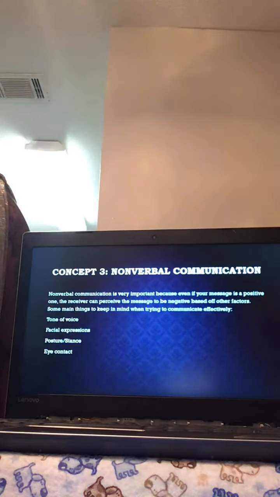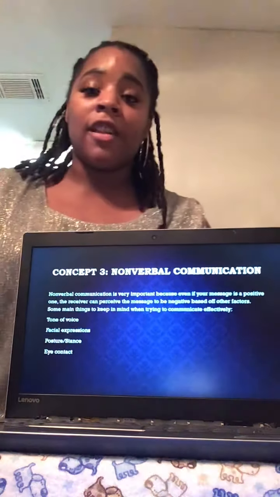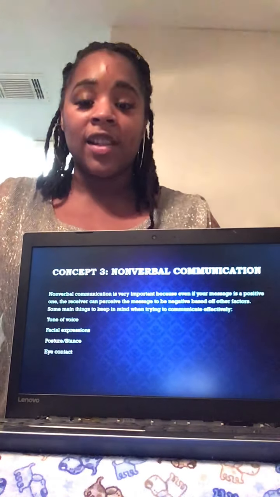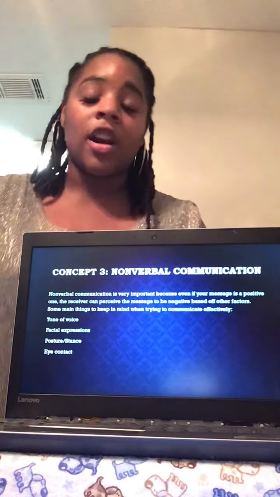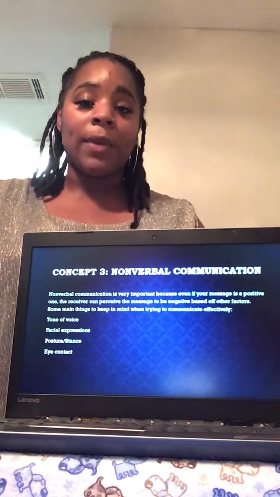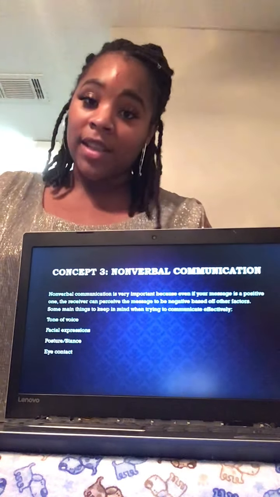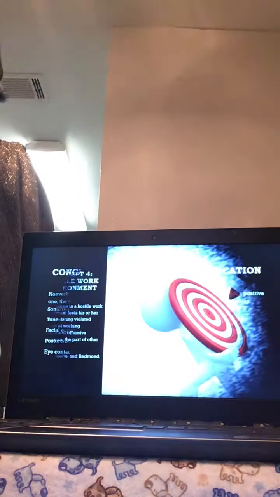Nonverbal communication is very important because it doesn't matter if your message is positive. It will be perceived as negative if we're folding our arms, if we're slouching. Our stance, our tone of voice, our eye contact and gestures all play a part in the message that we're trying to send to the receiver.